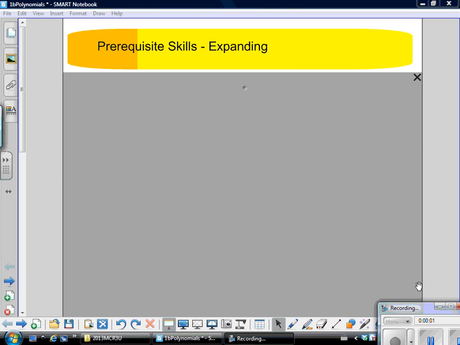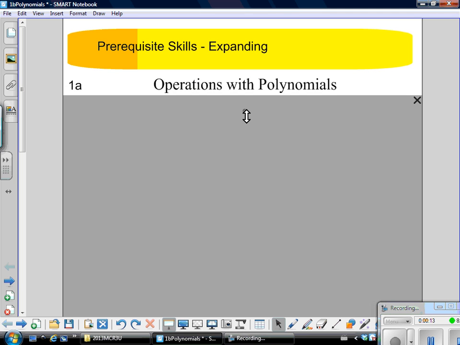Today's lesson is a review of some skills that you've worked on in both grade 9 and definitely in grade 10 last year. Okay, so the first thing that we're going to be looking at for prerequisite skills for our unit is expanding. And so we're looking at everything dealing with operations with polynomials.